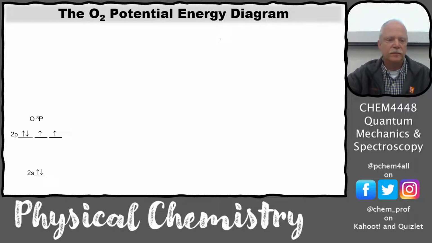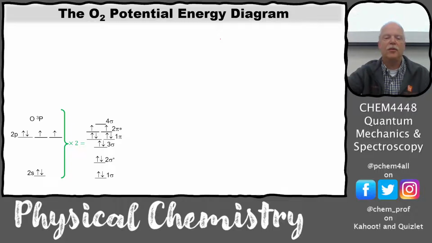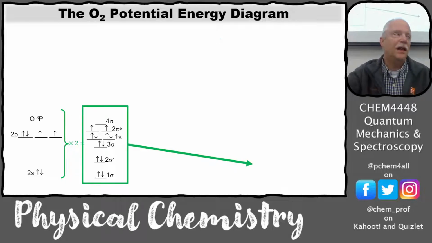So here's that triplet P energy level state, the ground state oxygen. You bring two of those together, and we end up with this MO diagram, this molecular orbital diagram. Now, we will learn how to do this in the next section of the notes.